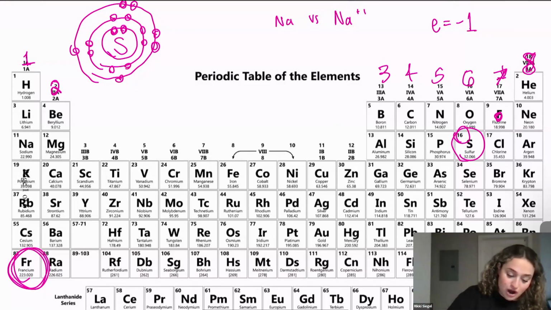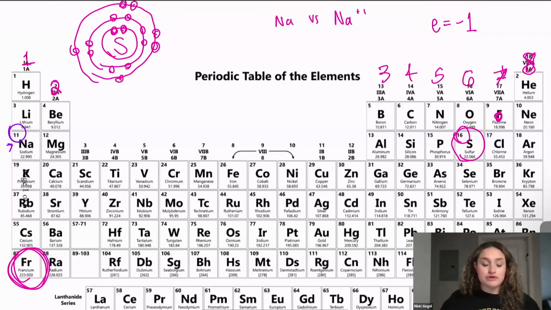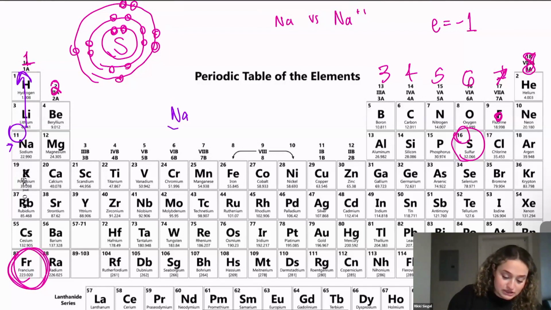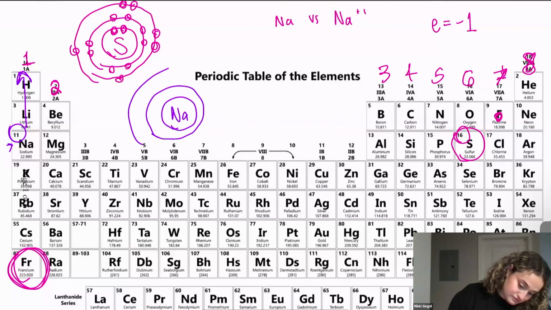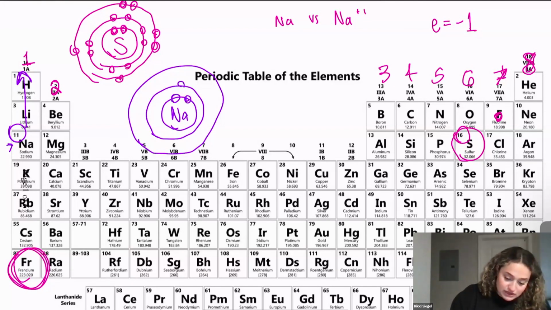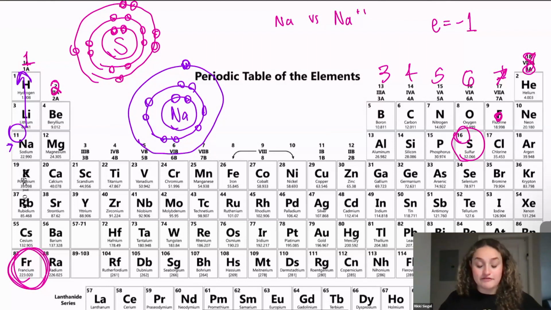So let's quickly draw out sodium. He's in the third row. So he has 3 shells and he has 11 total electrons. But really, how many valence electrons does he have? 1. We're going to draw it completely. So we have 2 and then we have 8. And then 11. So that was 10, and then 11 is that one valence one.